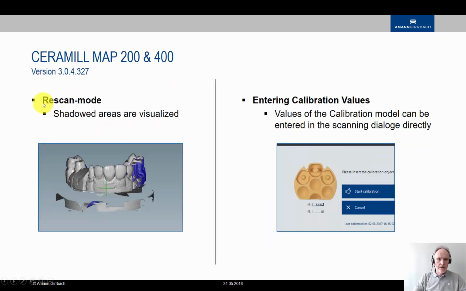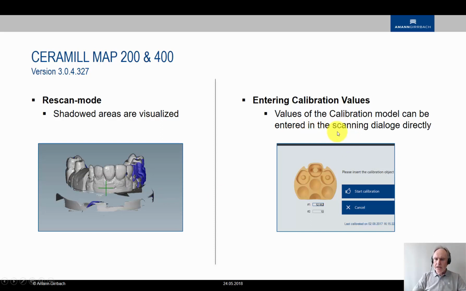If you go into the rescan mode, it's now new that the shadowed areas which should be rescanned are marked as not possible to scan, so you can immediately recognize which areas are scannable and which are not. These areas which are not visible to the scanner are colored as a shadow. This helps you with the rescans.